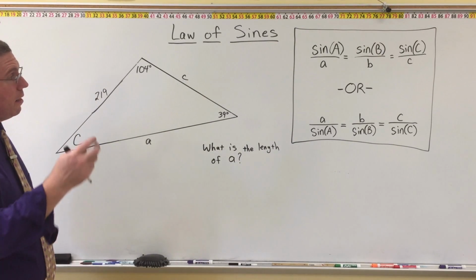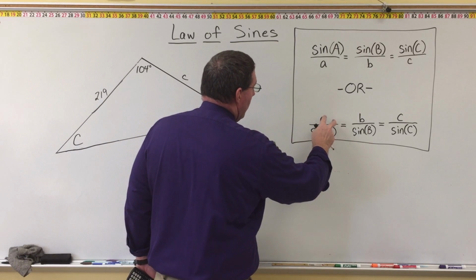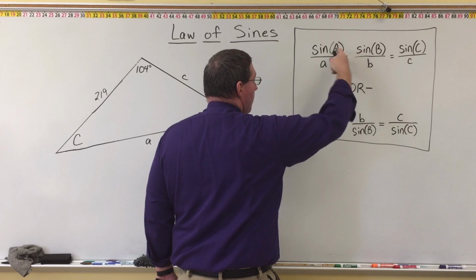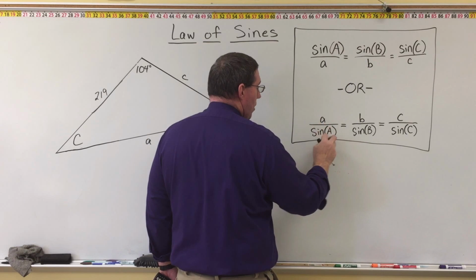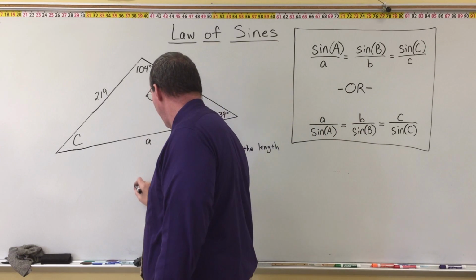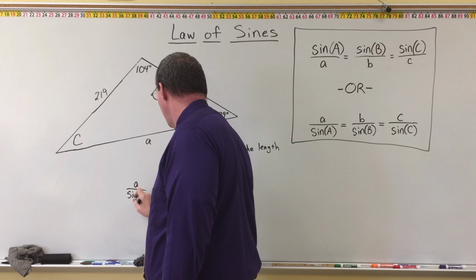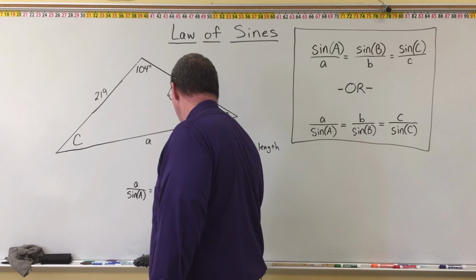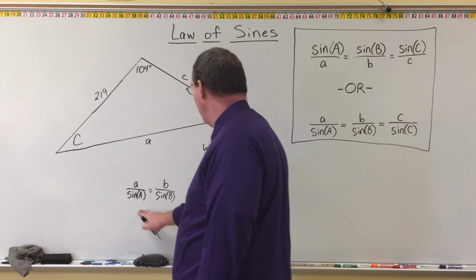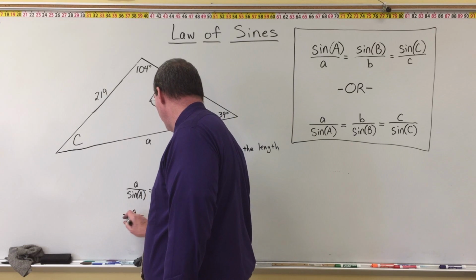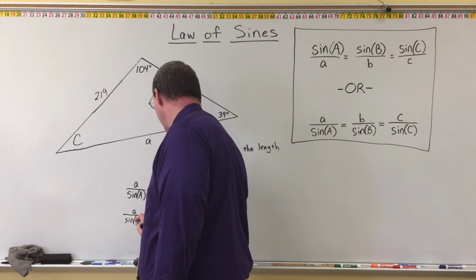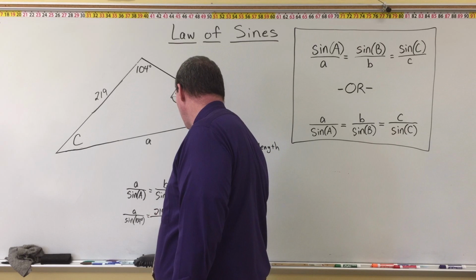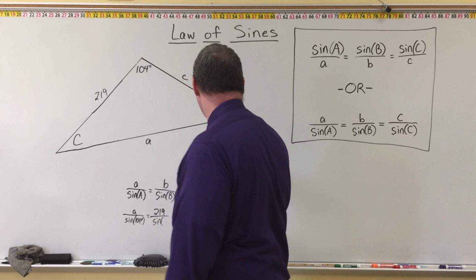So we're going to use this one right here. And remember what I said, to me it's easier to use this version of it when you're doing length, and it's easier to do this version of it when you're doing angle. So I'm going to use this: A over sine of A is equal to B over sine of B. Now, angle A is 104 degrees. So I've got A over sine of 104 degrees, and I'm in degree mode, is equal to B, length of B is 219, 219 over sine of 39 degrees.